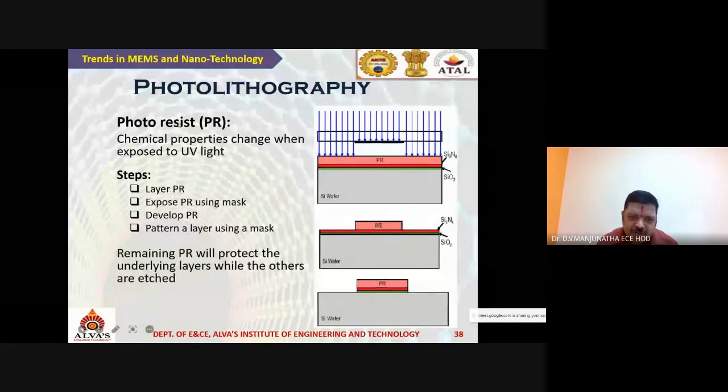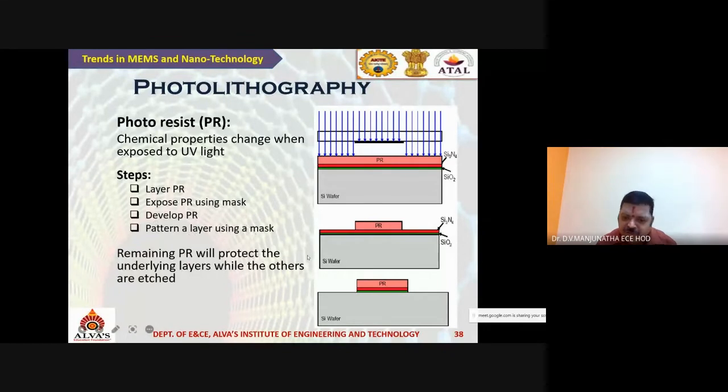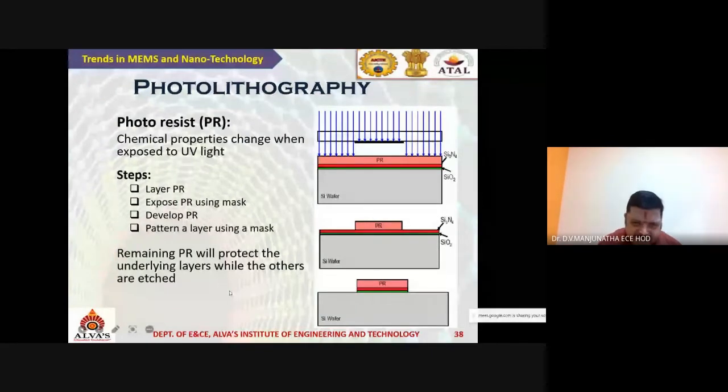The steps involved in photolithography are photoresist application, exposing the photoresist using a mask to UV light, developing the photoresist, and patterning a layer using a mask, right? The remaining PR will protect the underlying layers, while the others are etched out. This portion is etched out, right? This is how the transistors are formed, right? Okay, we'll see that later.